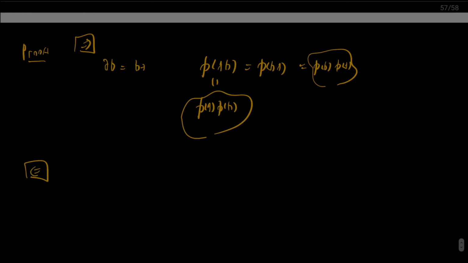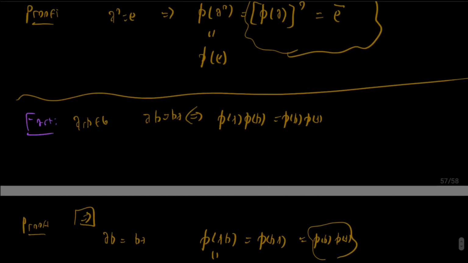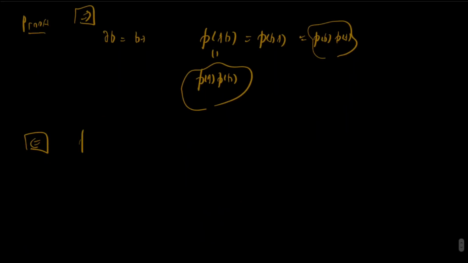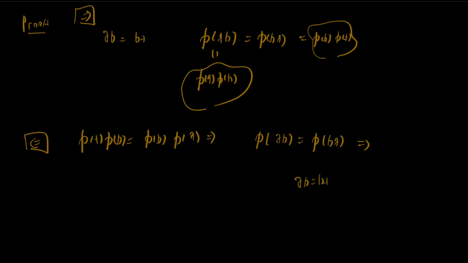So now we have to prove the reverse direction. For the reverse direction, what we're going to do is suppose that this is true, so that phi of b and phi of a commute. Well, but then what we're going to have by the properties of isomorphism is that phi of a times b is going to be equal to phi of b times a. But since an isomorphism is a bijective function, then we're going to have that a times b is equal to b times a, and so this proves the fact.